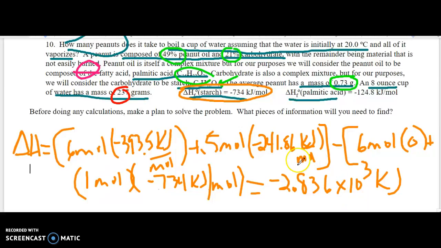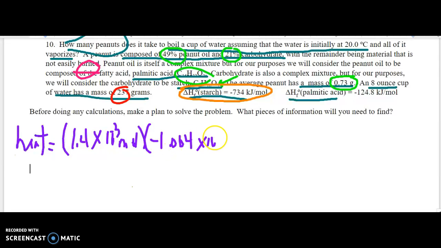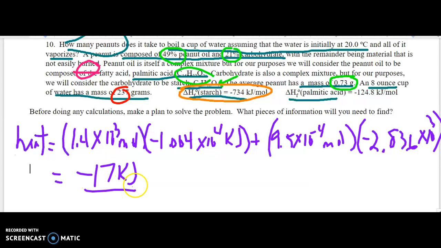Next, I'm going to factor in the kilojoules per mole of substance versus how much substance I have. Your heat is going to equal 1.4 times 10 to the negative third moles times the negative 1.004 times 10 to the fourth kilojoules, plus 9.5 times 10 to the minus fourth moles times negative 2.836 times 10 to the third. And that is going to be negative 17 kilojoules per peanut.